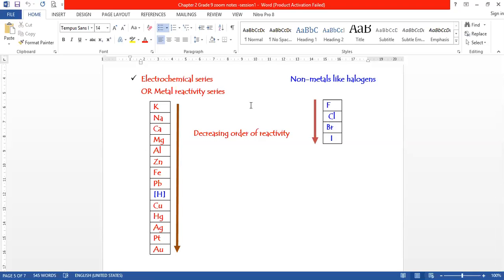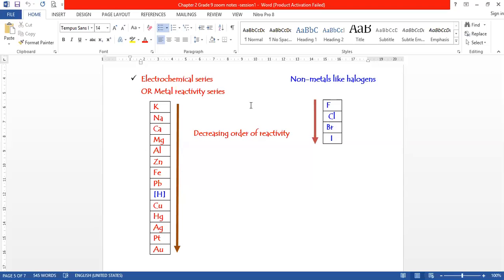You can see that as we go down the reactivity series, the reactivity of the metals decreases. So I can say that potassium is the most reactive metal which we can find over here, and silver or mercury will be the least reactive. As I told you when I was discussing decomposition reaction, there is no need to go for platinum and gold because they don't undergo any type of reactions. So we study only till Hg and Ag.